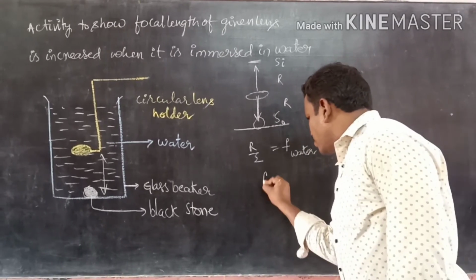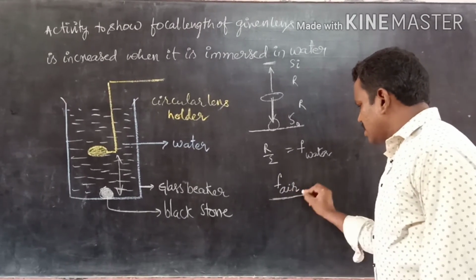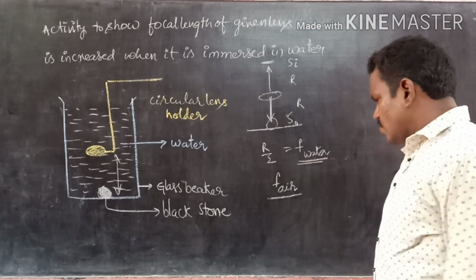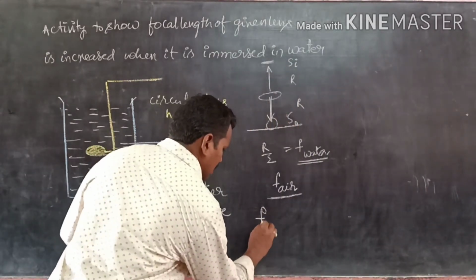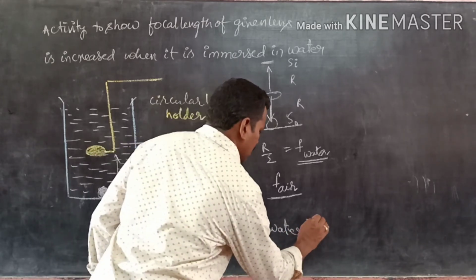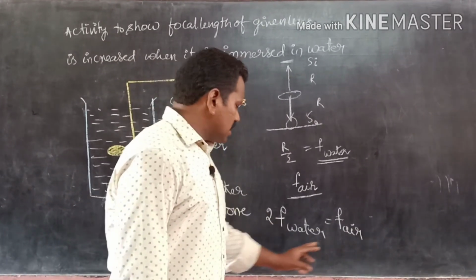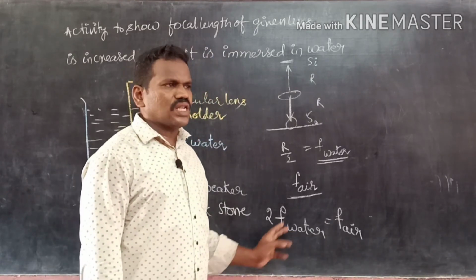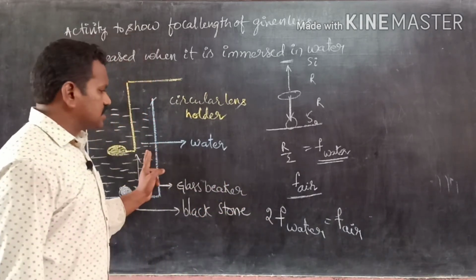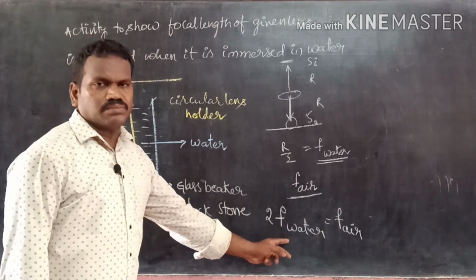We already know the focal length of the lens in air. Now by comparing the focal length of the lens in air and the focal length of the lens in water, it is proved that the focal length of the lens in water is 2 times the focal length of the lens in air. That means as the surrounding medium is changed, the focal length of the lens also changes. Whenever a lens with known focal length is inserted in water, its focal length becomes double.